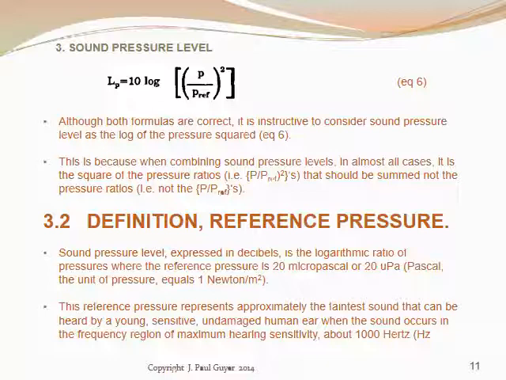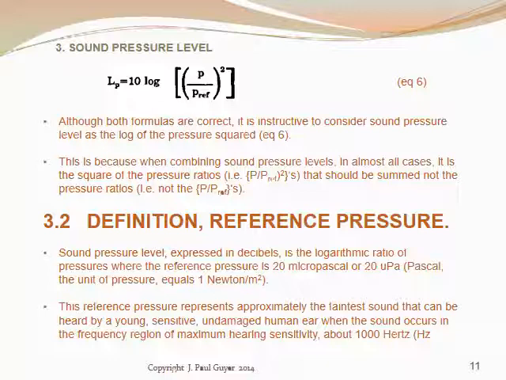Although both formulas are correct, it is instructive to consider sound pressure level as the log of the pressure squared, equation 6. This is because when combining sound pressure levels, in almost all cases, it is the square of the pressure ratios, i.e. P divided by P ref squared, that should be summed, not the pressure ratios, i.e. not the P divided by P refs. This is also true for sound pressure level subtraction and averaging.